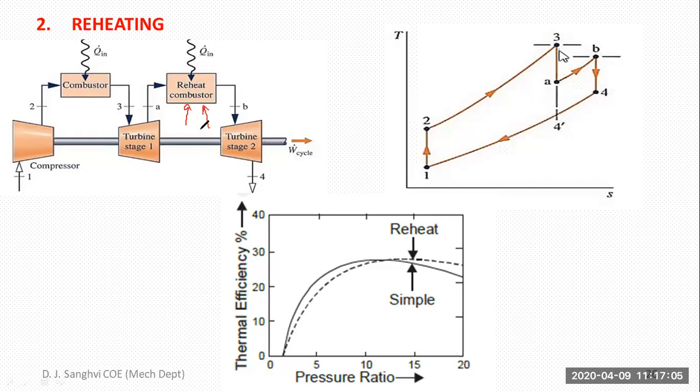And of course because of this increase in the fuel consumption, your net efficiency will go down slightly, as it is shown in this graph, but your power output is going to increase. So you're increasing the power output at the cost of increasing the fuel consumption.